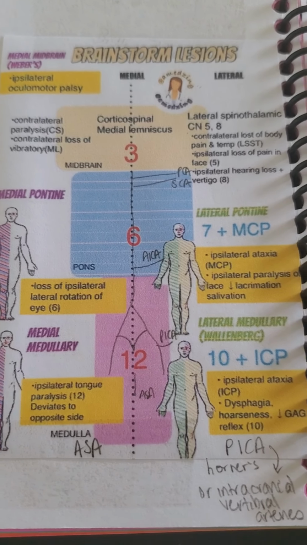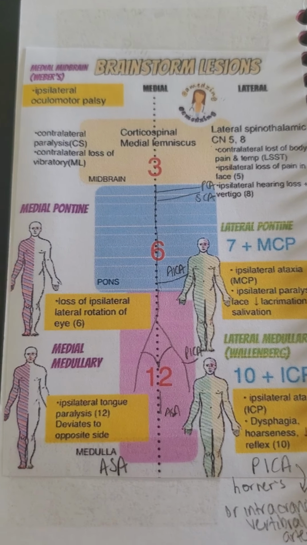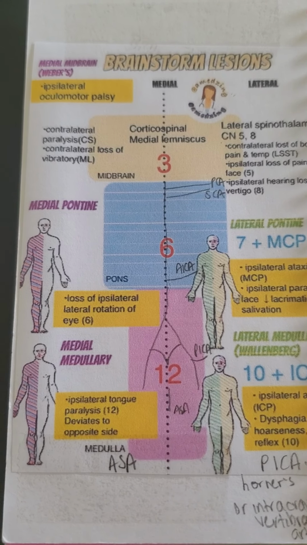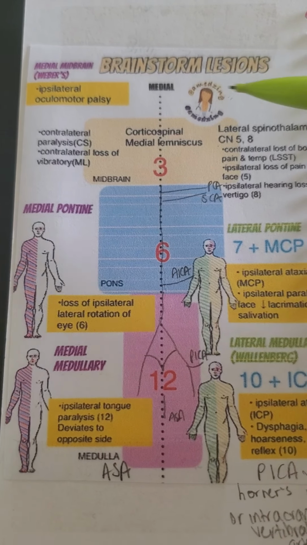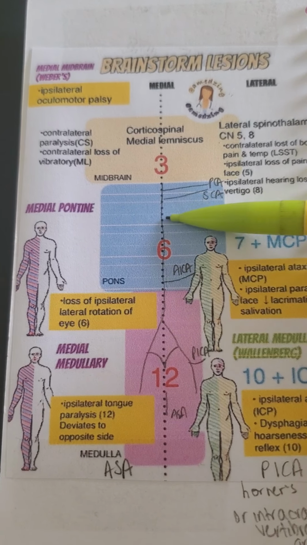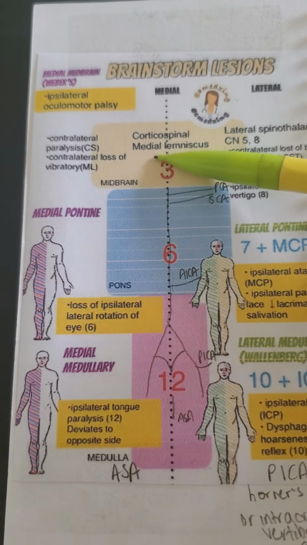You just need to learn a few basic principles, and if you get the principles, then it will be very easy. The first thing we have to know about brainstem lesions is obviously the brainstem consists of three parts: the midbrain, the pons, and the medulla. My medulla is in pink, the pons right here, and then the midbrain.